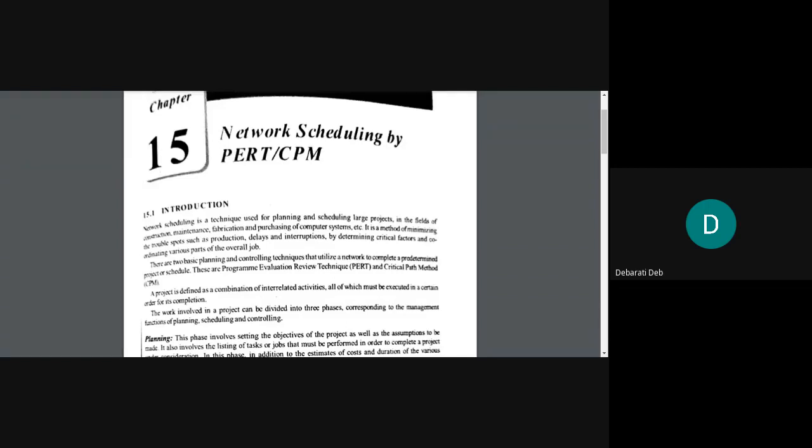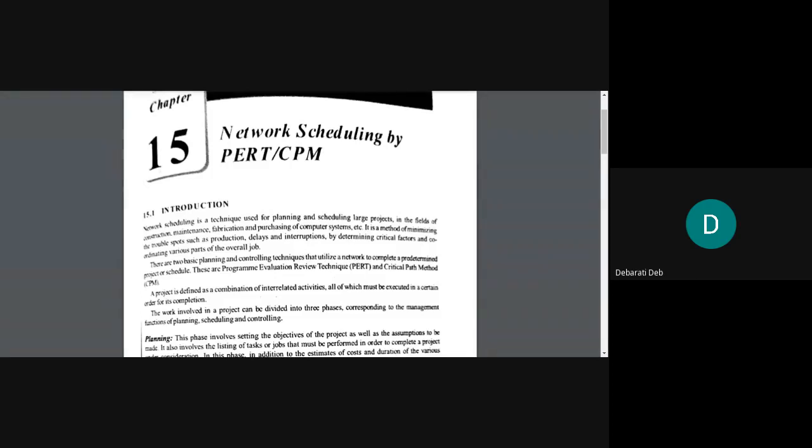It's about network analysis. Now, what is all about network analysis? For that, you have to first know what network scheduling is. Only if you know the meaning of network scheduling can you apply the technique of network analysis. There will be a lot of diagrams in it. You have to draw diagrams and solve problems, something like that. So let us first read what network scheduling is.